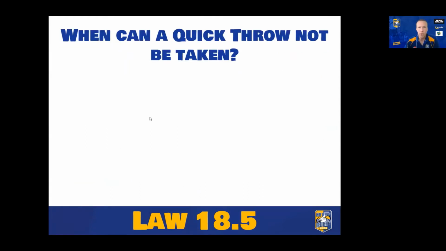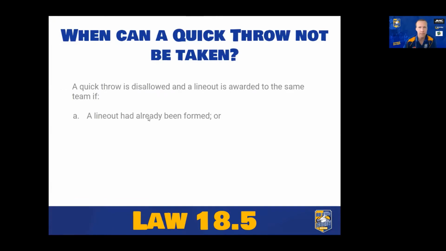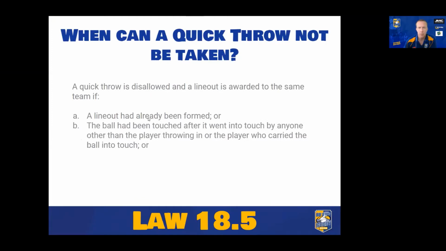When can a quick throw not be taken? A quick throw is disallowed if the lineout has already formed. It will go into formation of a lineout soon. But if the ball has already been touched by anyone, other than the player throwing in or the player who carried the ball into touch.